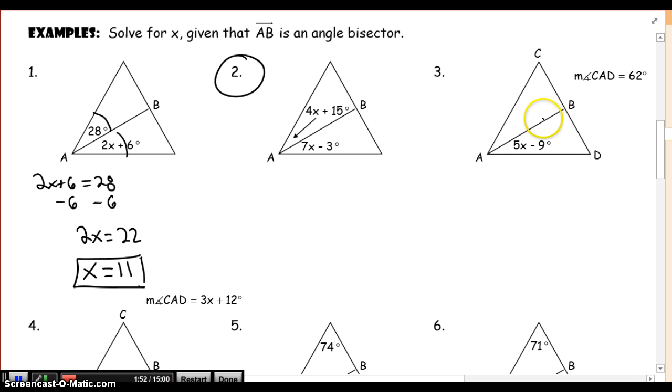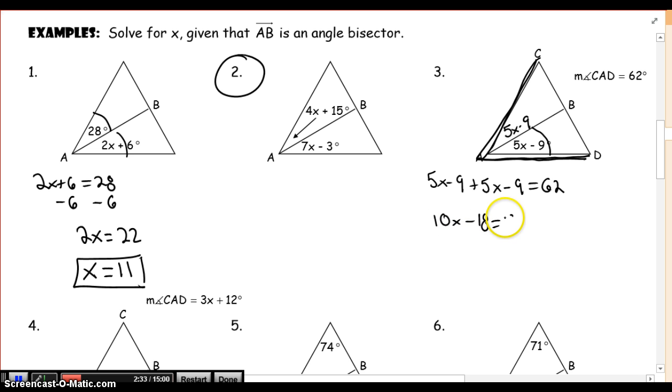Number 3 gives you what BAD is right here, but it's also giving you CAD, the entire angle. So if this 5x minus 9 is that, it also means that this angle right here is also 5x minus 9. If I add both of these up together, it would equal the entire angle. In other words, we can take 5x minus 9, add that with 5x minus 9, and it should equal 62. Or 10x minus 18 equals 62.